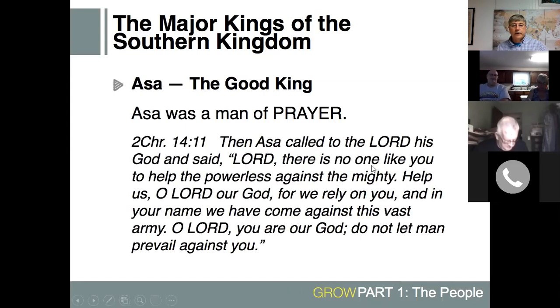Asa called to the Lord his God and said, Lord, there is no one like you to help the powerless against the mighty. Help us, O Lord our God, for we rely upon you, and in your name we have come against this vast army. O Lord, you are our God. Do not let man prevail against you. So he followed God and asked God for help when they had battles in the south of Judah.